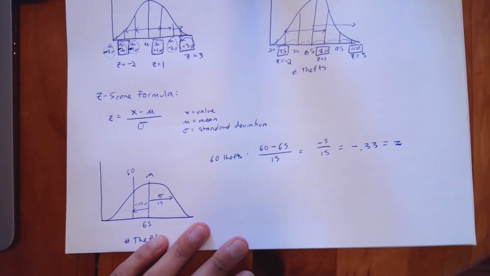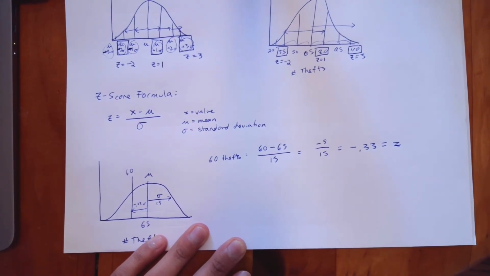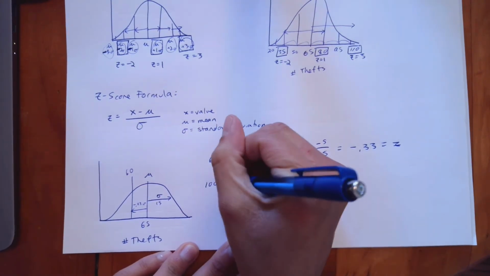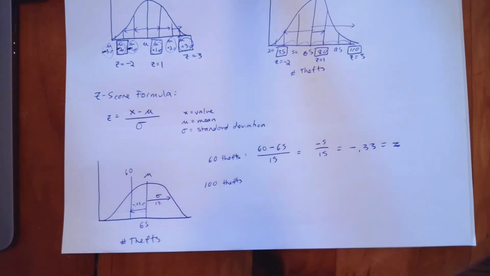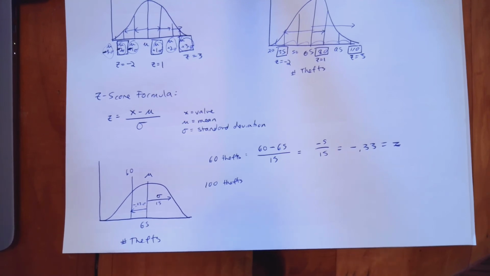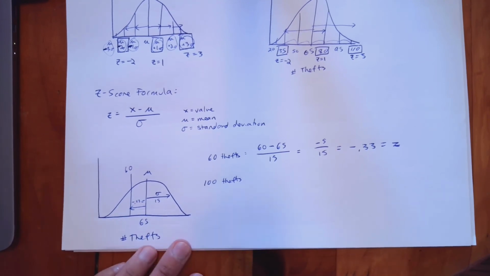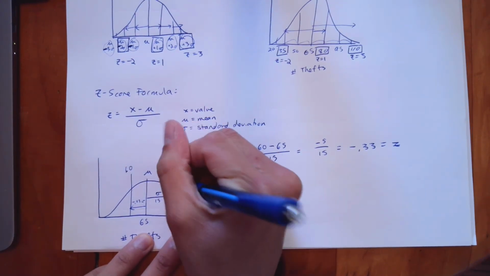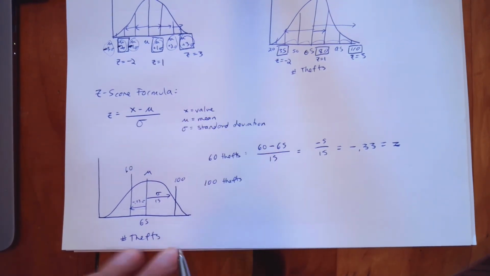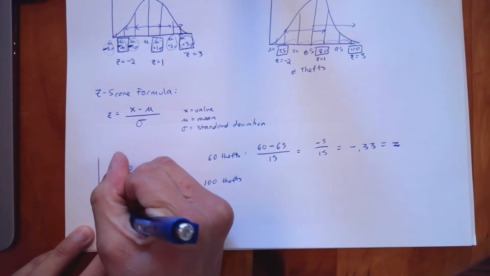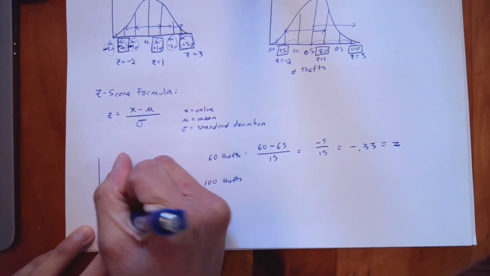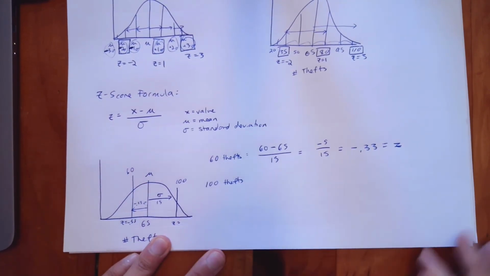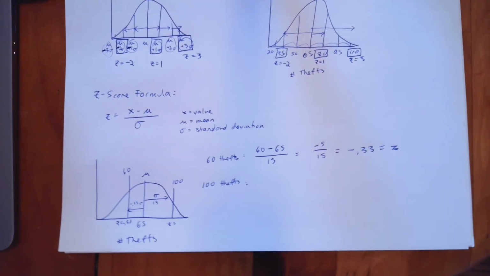We can also find z-scores for other values, so I'll just go through one more example here. Let's say we want to find the z-score for 100 thefts. We want to know how many standard deviations away from the mean 100 thefts is in this example. So I'll put a line here for 100, and we're going to find the z-score for 100 as well. So I'll also write z is equal to negative 0.33 here. Now we want to know what z is equal to for 100. We're going to follow the same steps.